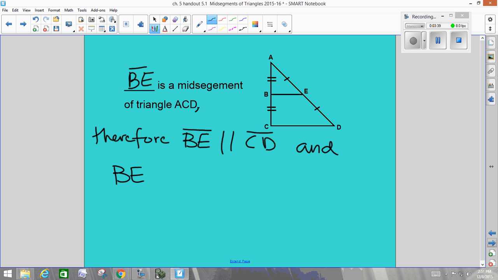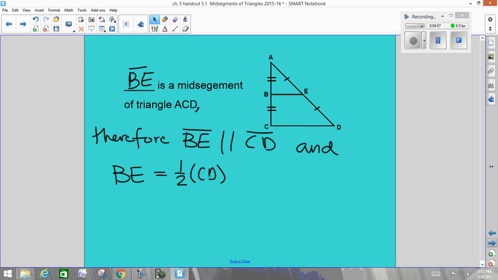And the length of BE equals what? Half of CD, good. The word of in math means what math operation? Multiplication. So when you say half of CD, you take 1/2 times that length. Good. Midsegment, parallel to the third side, half of its length.